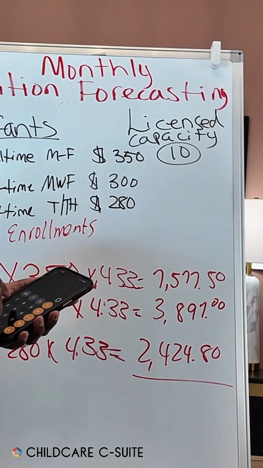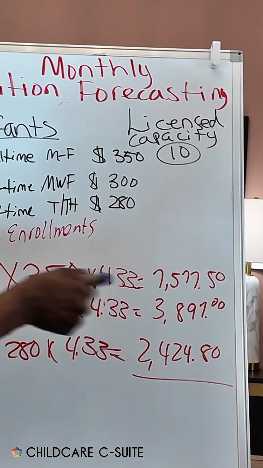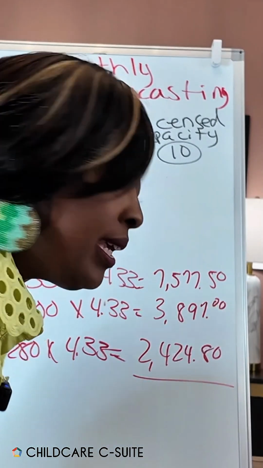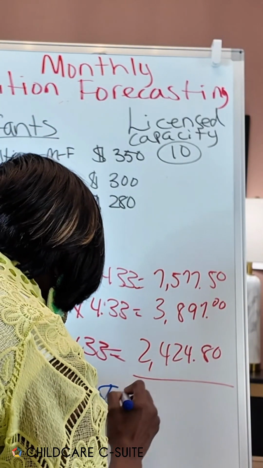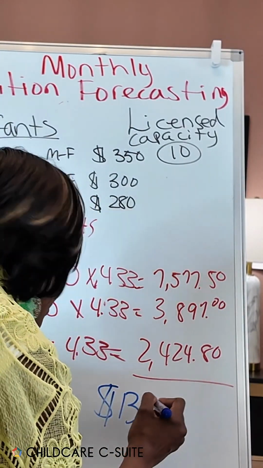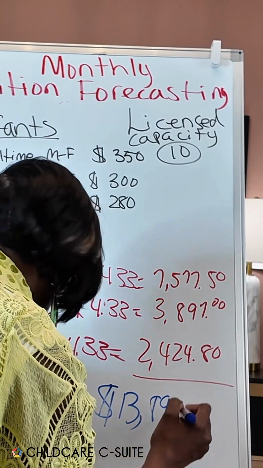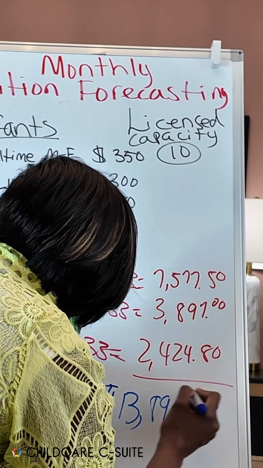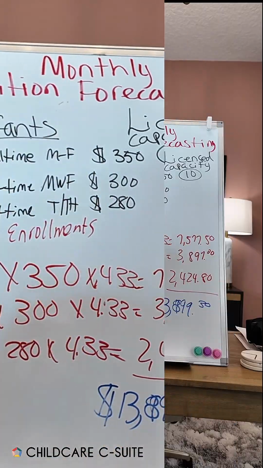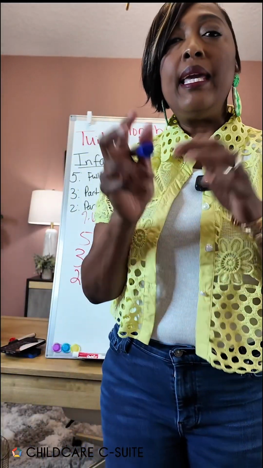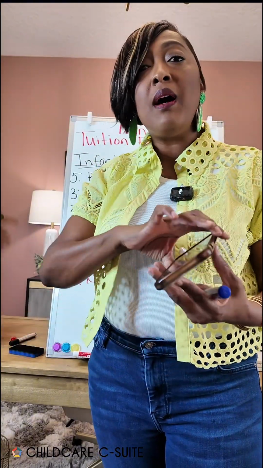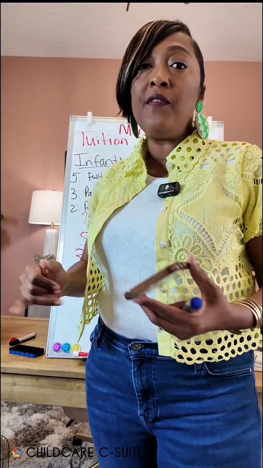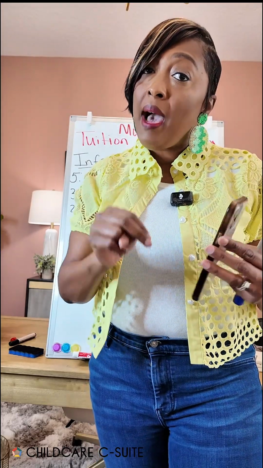Now I can add these 3 numbers together, and this is going to give me how much money I can expect to make. My grand total for this classroom for the month of August is $13,899.30. Okay, that's how much I expect to make in the month of August from my infant classroom if I stay at my current enrollment. Remember, my job is to get those other 2.4 enrollments.